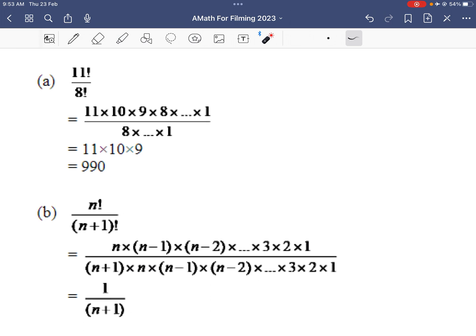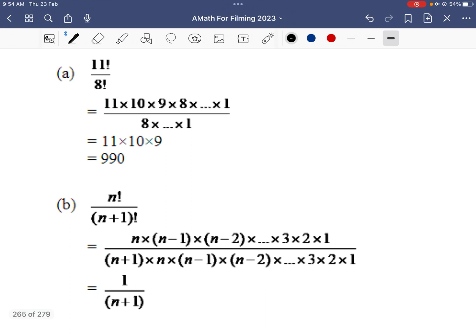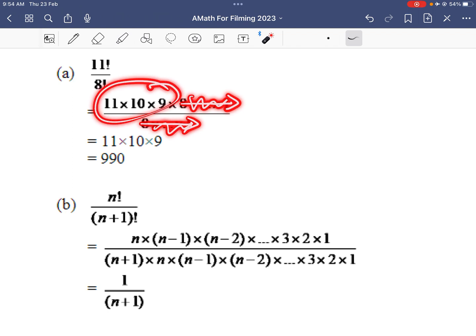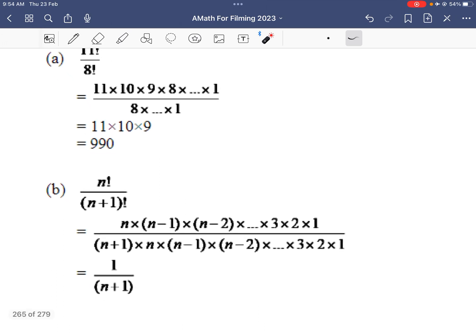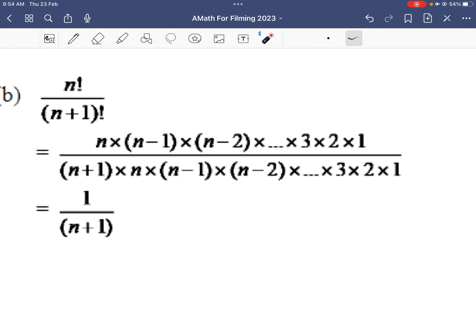Okay, 11 factorial over 8 factorial. So if we do all the way, 11 factorial is 11 times 10 times 9 times 8 all the way until 1. 8 factorial is 8 times 7 times 6 times 5 times 4 times 3 times 2 times 1. So you can see that we can actually eliminate from 8 onwards. If we eliminate all this, all I'm left with is 11 times 10 times 9. It gives me 990.